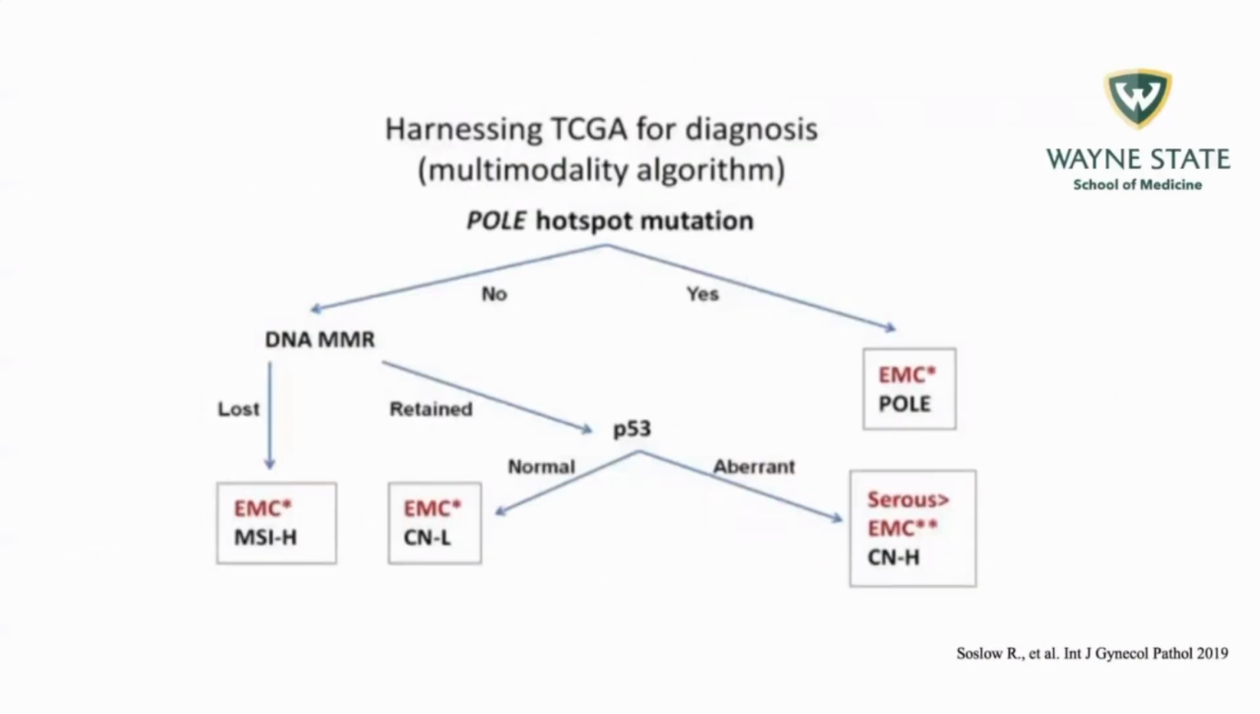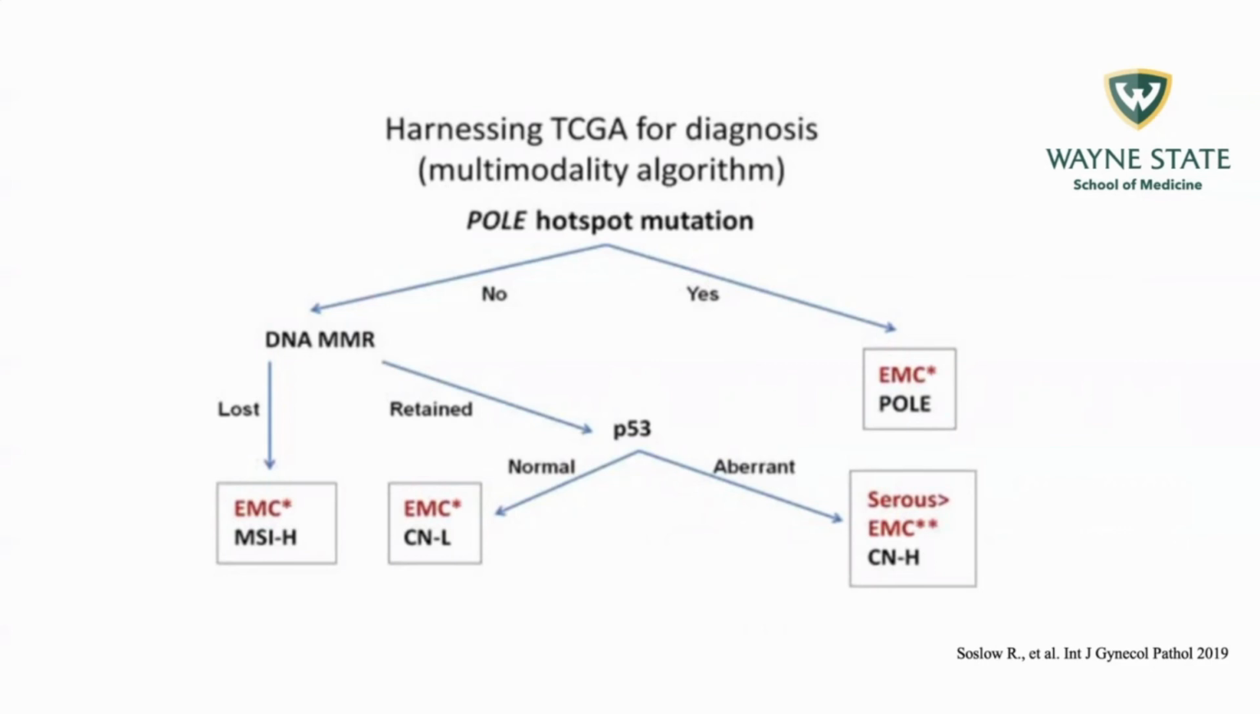So another algorithm was proposed. If you have the POLE hotspot mutation, the patient has the POLE mutation and will do well even if they have high-grade endometrioid carcinoma. So you stop there and you do not have to do the rest. Again, we do not have the hotspot mutation. We cannot do it in our institution, so we do not use this algorithm, but I thought I'd show it to you. So if you have it, you stop.